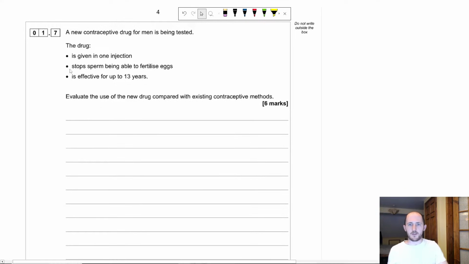So, let's read it. A new contraceptive drug for men is being tested. The drug is given in one injection, it stops sperm from being able to fertilize eggs, and is effective for up to 13 years. So what we're going to do is we're literally going to have a few advantages and a few disadvantages. And in my opinion, because it's 6 marks, it's good to have 3 advantages and 3 disadvantages. Would probably be the best thing to do. However, I'll go through a few others as well. So advantages.